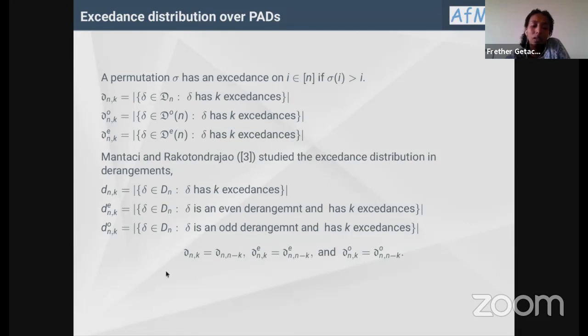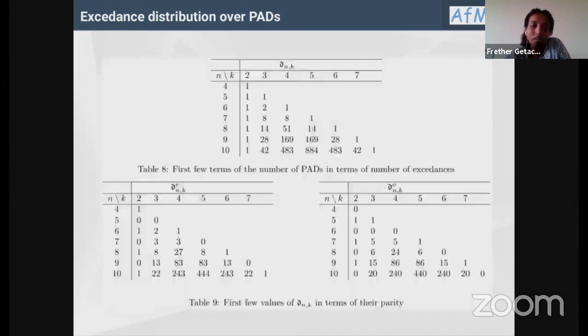So these numbers satisfy symmetric properties. Here we have the data, that means the sequences in table form. When we look at them, they satisfy symmetric properties.